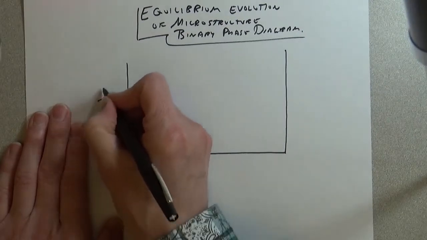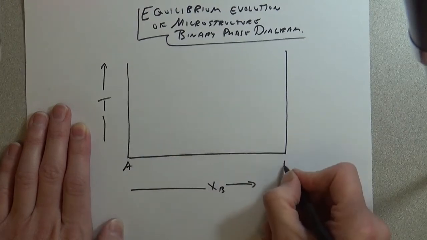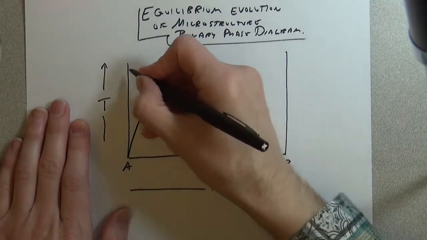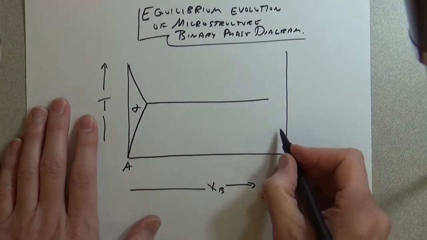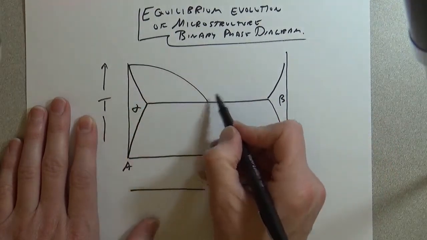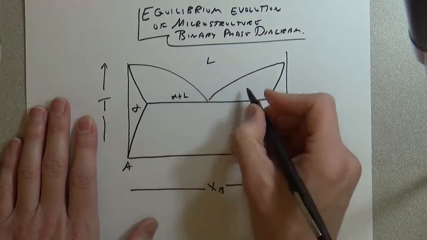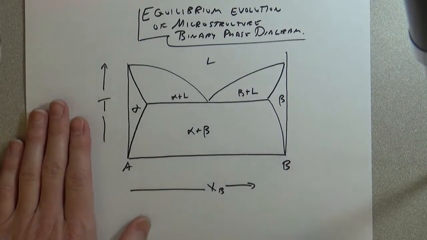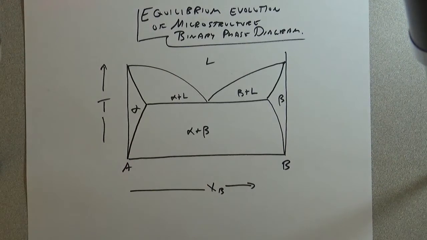So this is temperature, this is mole fraction of B, that's A, that's B. We're going to have a binary phase diagram that has solid solutions. So we're going to have something like that. Alpha, beta, this is liquid. So here we have alpha plus liquid, here we have beta plus liquid, and then here we have alpha plus beta.